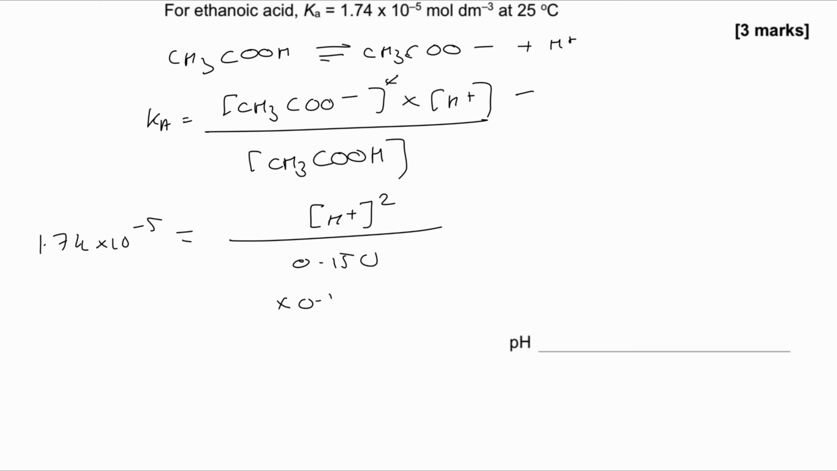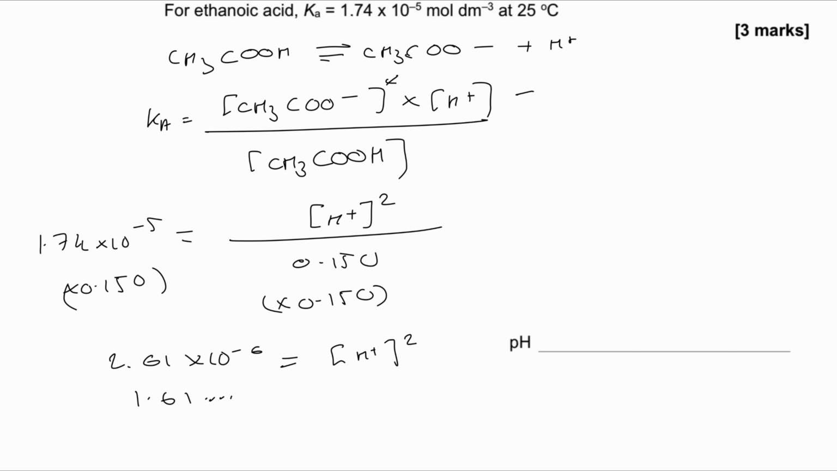Now times both sides by 0.15. So 1.74 times 10 to the minus 5 times by 0.15. That's going to give me 2.61 times 10 to the minus 6. And that's my hydrogen ion concentration squared, just like before, square root both sides, and that's going to give me 1.61 ... times 10 to the minus 3.